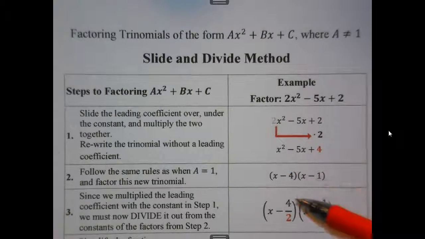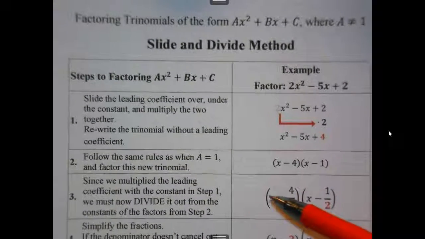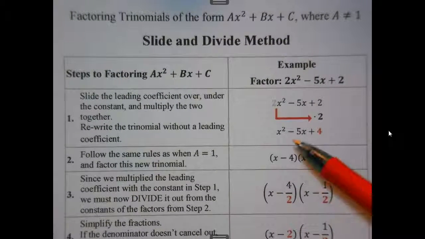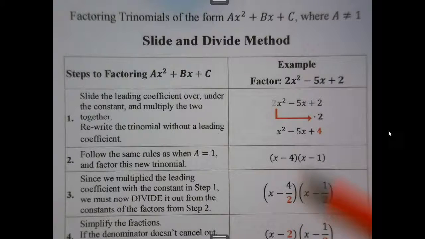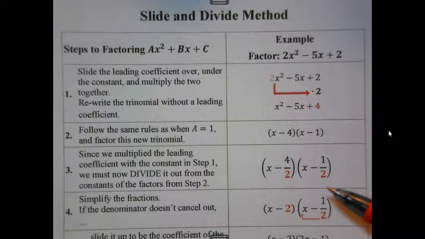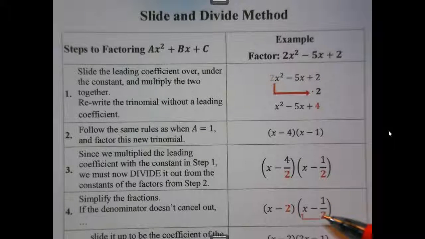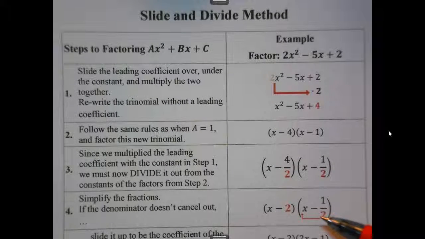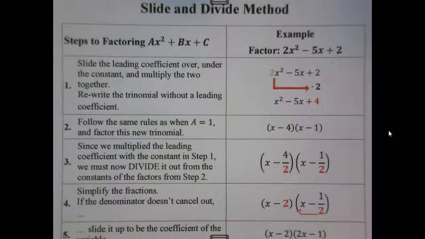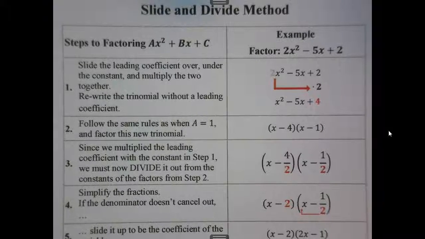And a lot of you can do it. Then, since you slid that 2, we have to divide each one of those, the 4 and the 1, by that coefficient that we slid over. So 4 divided by 2 is 2, and 1 divided by 2 is 1/2. If they don't cancel out, you slide that 2 back in front of the x, and your final answer is x minus 2 times 2x minus 1. Let's try it.